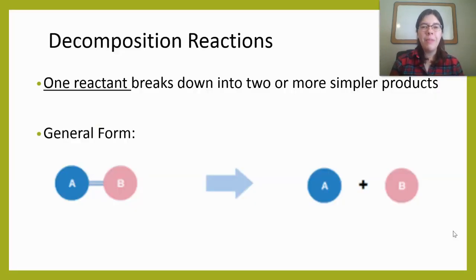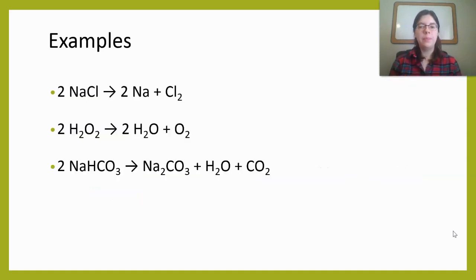Okay, so the first type of reaction is a decomposition reaction. In this type of reaction, we have one starting material which is going to break down into two or more products. If we look at this general form picture you have below, the A is bonded to the B, and then after the reaction, they separate into two different components. So that is a decomposition reaction.